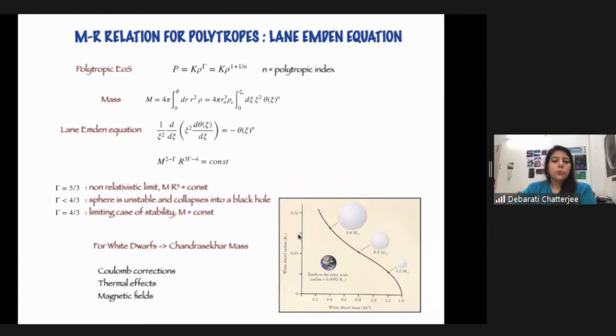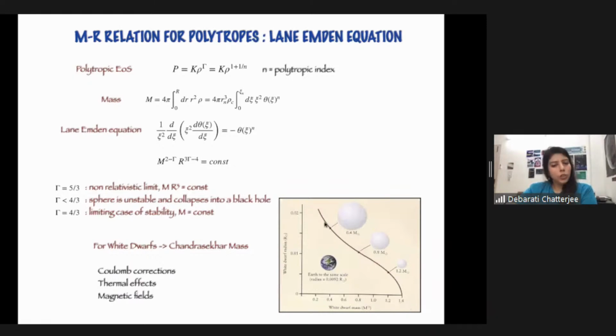I just want to remind you that the Chandrasekhar mass was the first limiting mass that was calculated for white dwarfs. Later, this work by Chandrasekhar was extended by several other studies, which showed that Coulomb corrections and thermal effects can also affect this value slightly. So this is not an absolute number, but definitely the idea behind the Chandrasekhar mass remains the same.